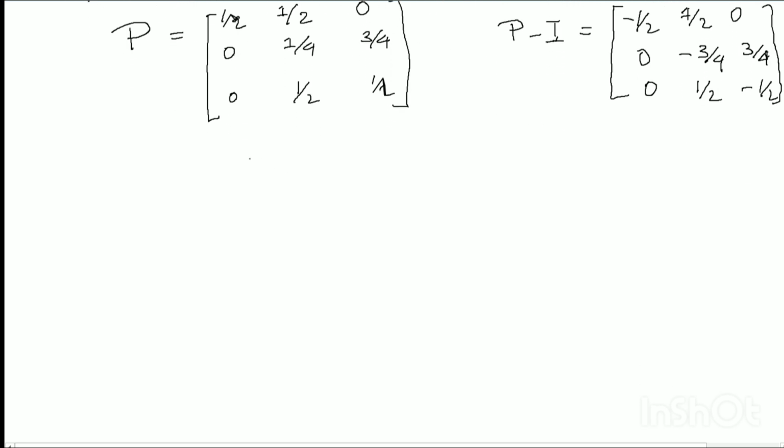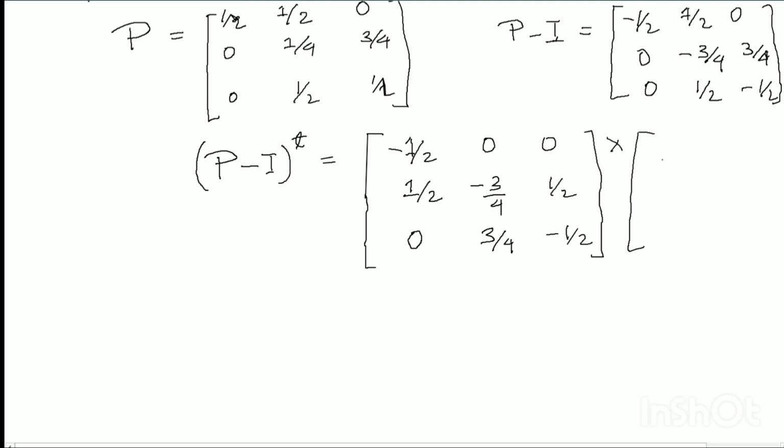Now I have to find the transpose. For the transpose of P minus I, I have to change rows into columns and columns into rows. So this is the transpose: minus half, 0, 0 is my row, as it was a column in P minus I. So you get the total P minus I transpose. Now I multiply it with x, y, z, and that value equals 0.